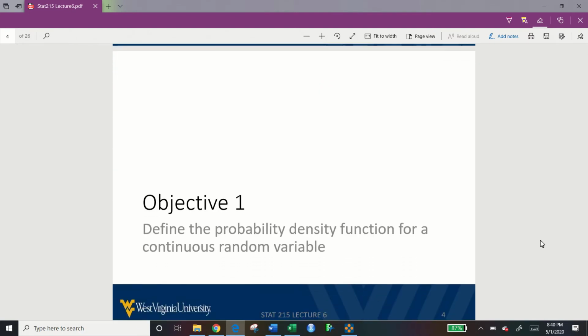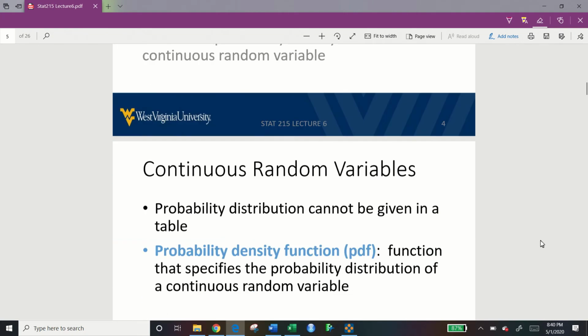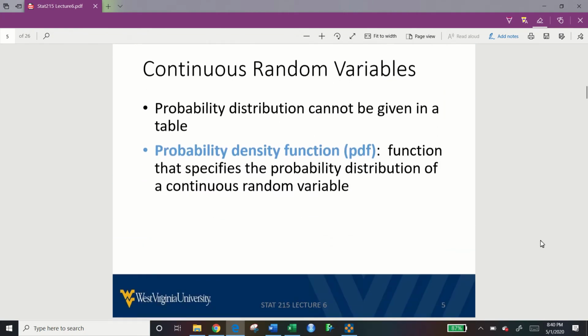This brings us to our first objective: define the probability density function for a continuous random variable. This objective is pretty short and is only going to be a single slide. For our probability distribution function, we cannot give it a table the same way we did with our discrete random variables. To define it, our probability density function, abbreviated PDF, is a function that specifies the probability distribution of a continuous random variable.